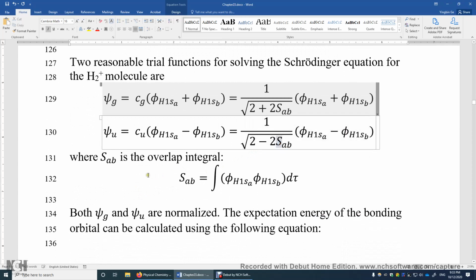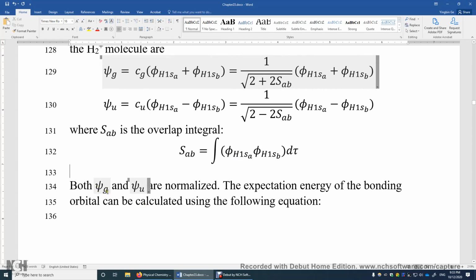S sub AB is the overlap integral between this 1sa and 1sb. So this is the form of the overlap integral between the 1s atomic orbital centered on hydrogen A and the 1s atomic orbital centered on hydrogen B. When A and B are close, we have a larger integral. When A and B are far away from each other, we have a smaller overlap integral.